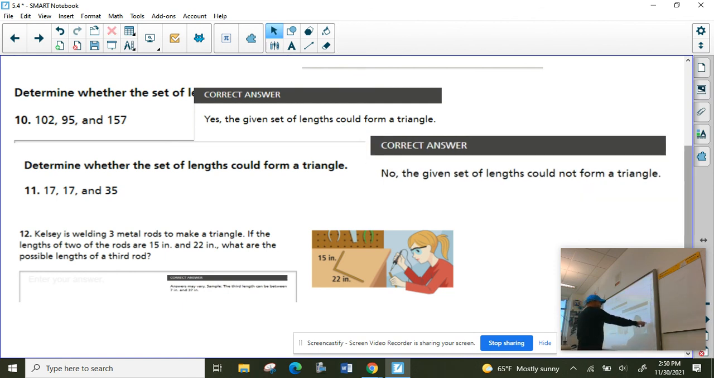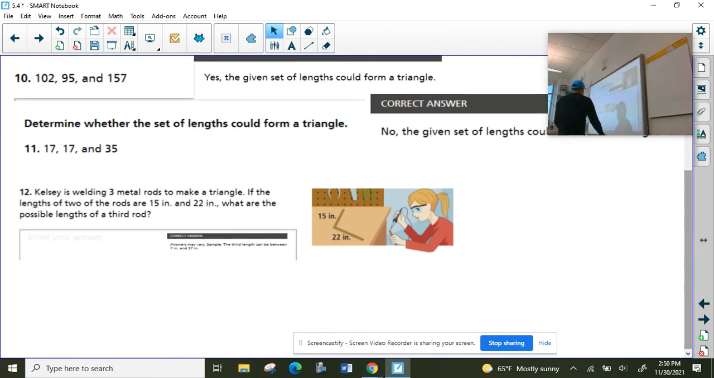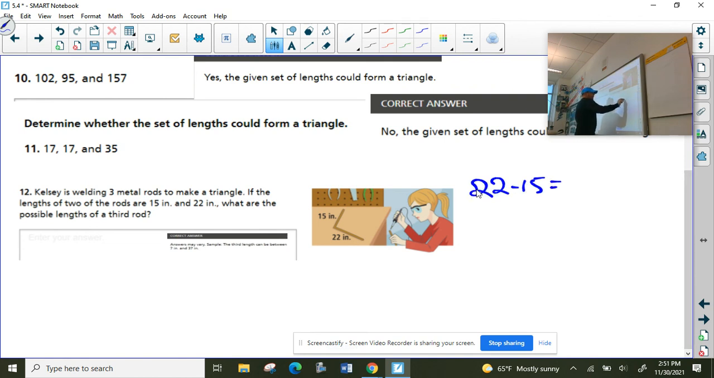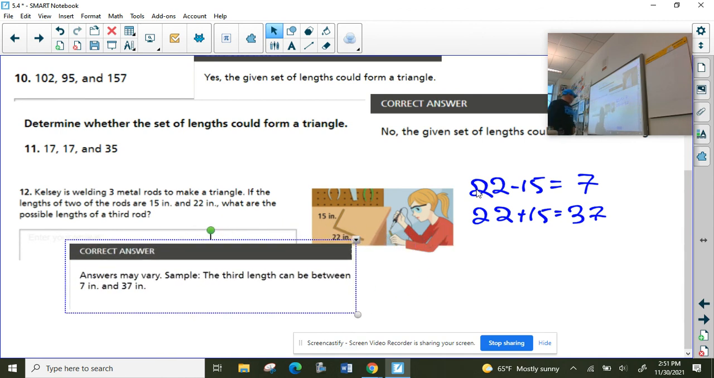All right, now this last problem here. Kelsey is welding 3 metal rods. She's got one that's 15 and one that's 22. What are her options for the third rod? Well, you take the two numbers, 22 minus 15, and that equals 7. 22 plus 15 equals 37. Therefore, the third side of that triangle has to be between 7 and 37 inches.